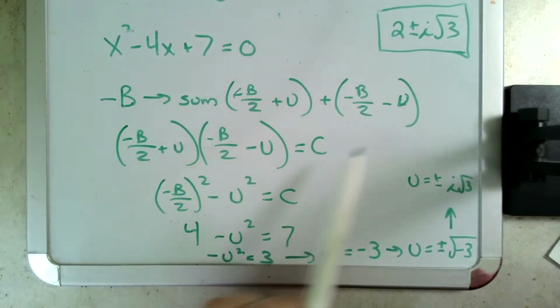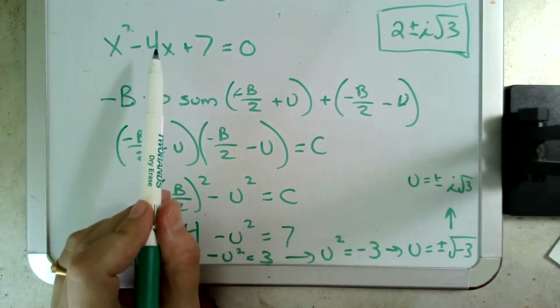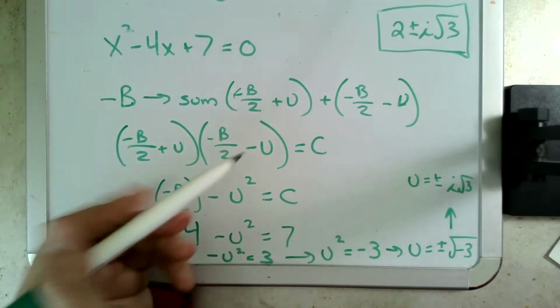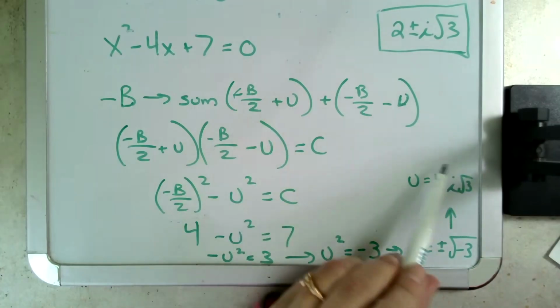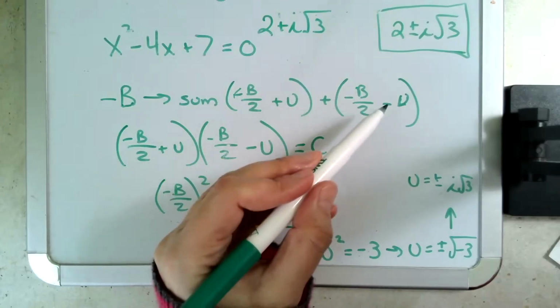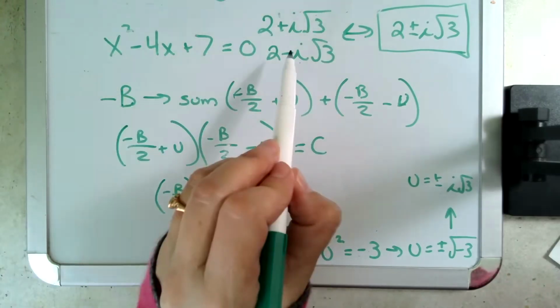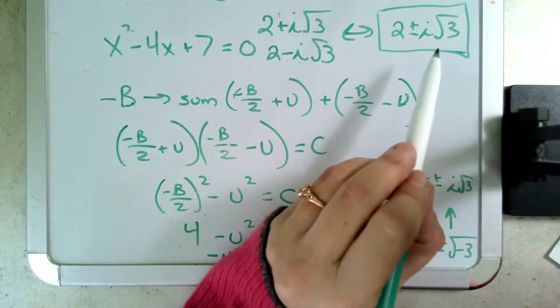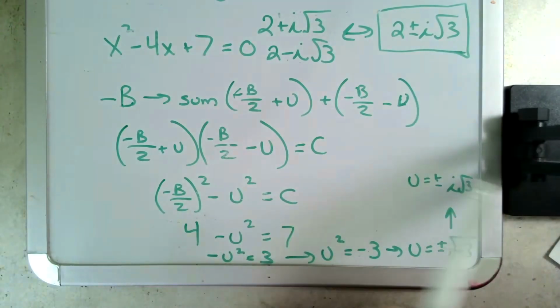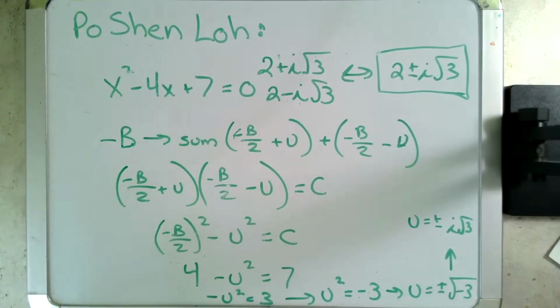So now I go back to my two equations for my factor. Negative 4, that's positive 4 over 2, that's 2, plus u, 2 plus i root 3, and negative 4 over 2 minus u, 2 minus i root 3. That is the same as what we've been getting using the quadratic formula or using completing the square. So this is another method, the Po Shen Loh method. And then I promised you 4 methods. I've only given you 3. Let's see what the fourth is.